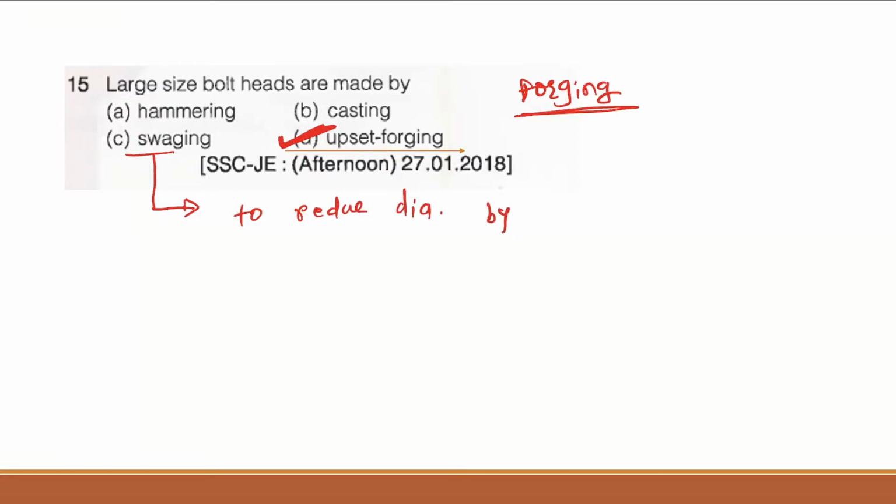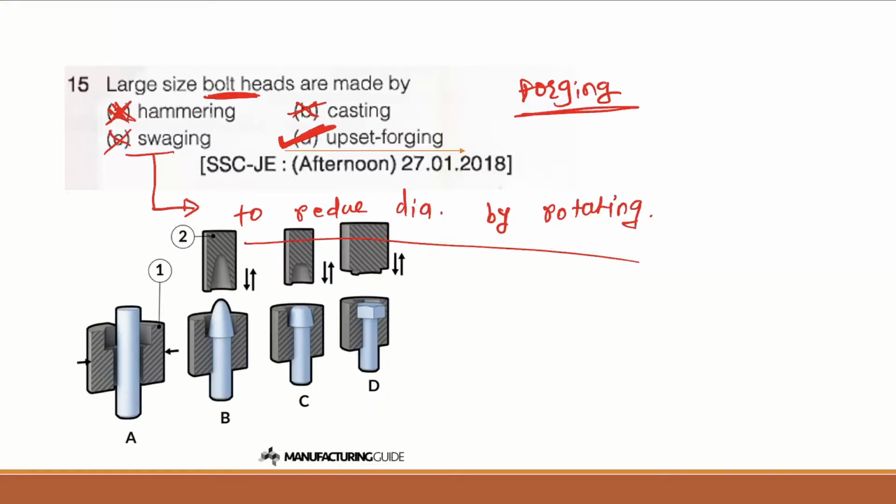by rotating dies. Rotating die is a swagging operation, right? So swagging is not for making of the bolt, casting is also not an option, and hammering is not an option. So the correct answer is upset forging. Here you can see, this is the upset forging. In upset forging, basically this kind of bolt head we get.